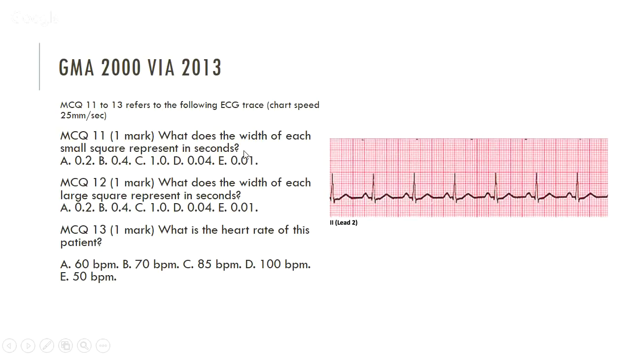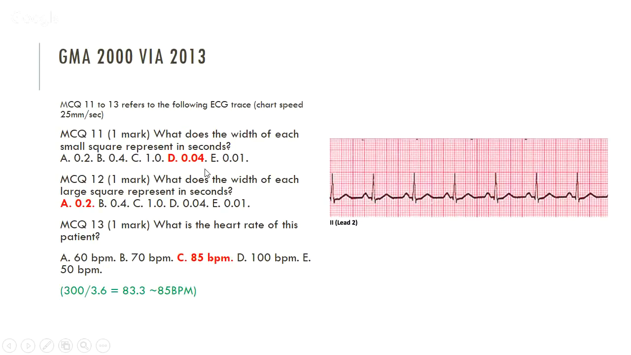There's another question. So sometimes I think they just like to ask what's the width of each small square, large square, and what the heart rate is. So it's a bit repetitive. Yeah, so the small square again, 0.04. The large square is that times 5, so 0.2. And then the heart rate, you just have to count the amount of squares in between each R to R. So if you use the big box method, it's 300 divided by 3.6, which is about 85.